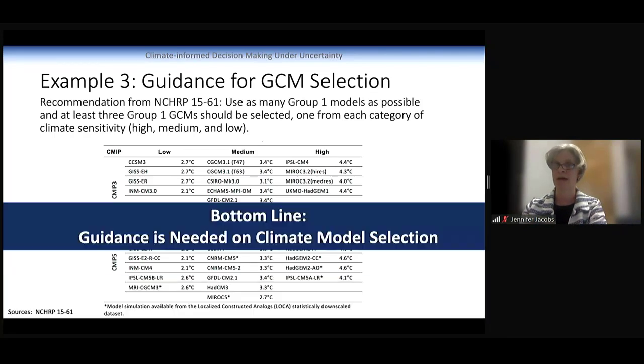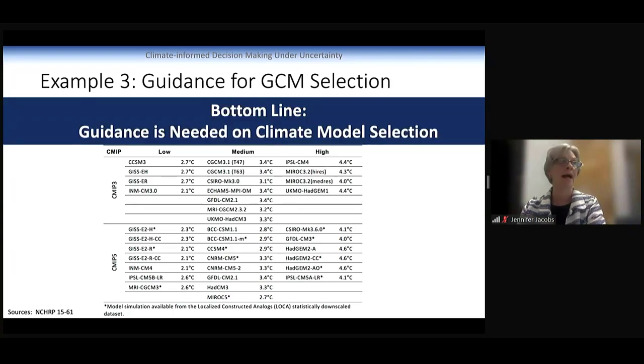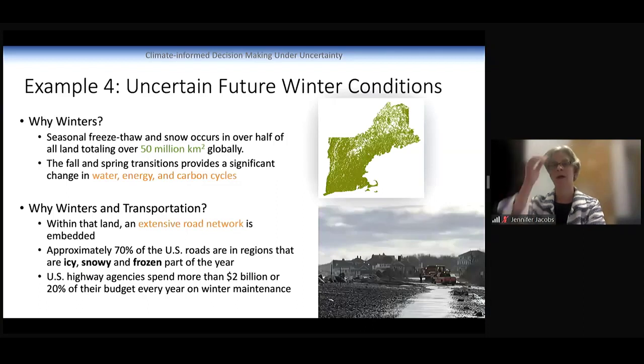All right, so take home on that. We haven't done this for CMIP6. Guidance is needed on how to select models. And so going to the Bureau of Reclamation site and picking the top one is probably not the best approach. But my guess is if you looked at a lot of studies, the top couple of models that happen to show up on those tools are the ones that have gotten more play than other ones that happen to be at the bottom.